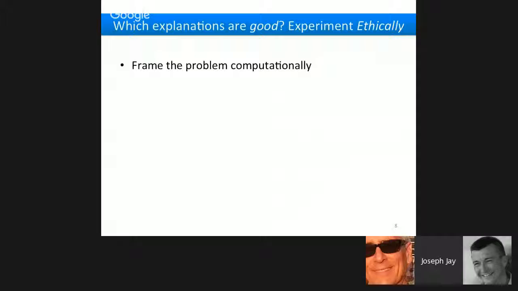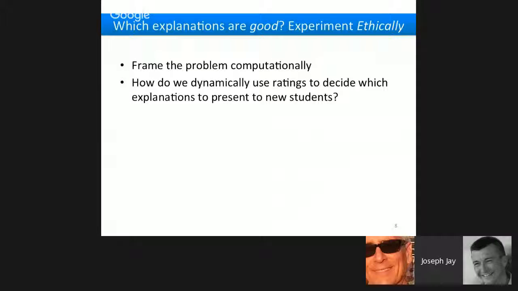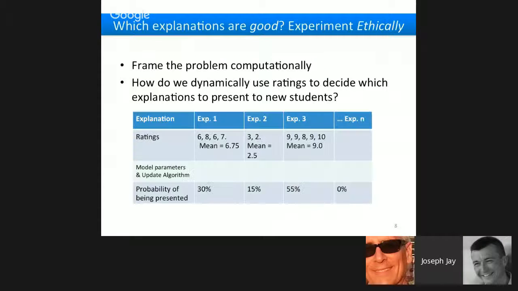And so I'm not going to get into these details. I'm trying to make this more of a practical, instructor-focused talk. But the key idea is to use what's called multi-armed bandit algorithms, and I can provide more references on that. But the question is, how do we dynamically use ratings to decide which explanations to present to new students? So every time someone gives us a rating, we want to incorporate that and update our plan for future students.